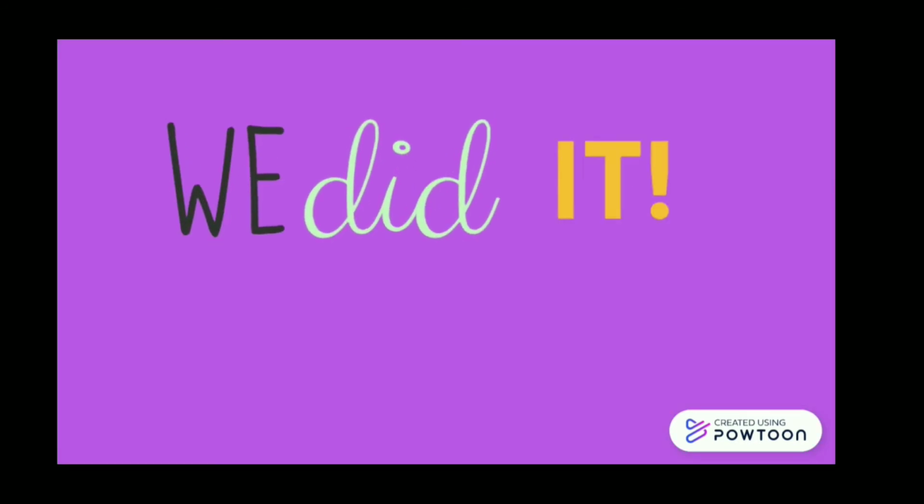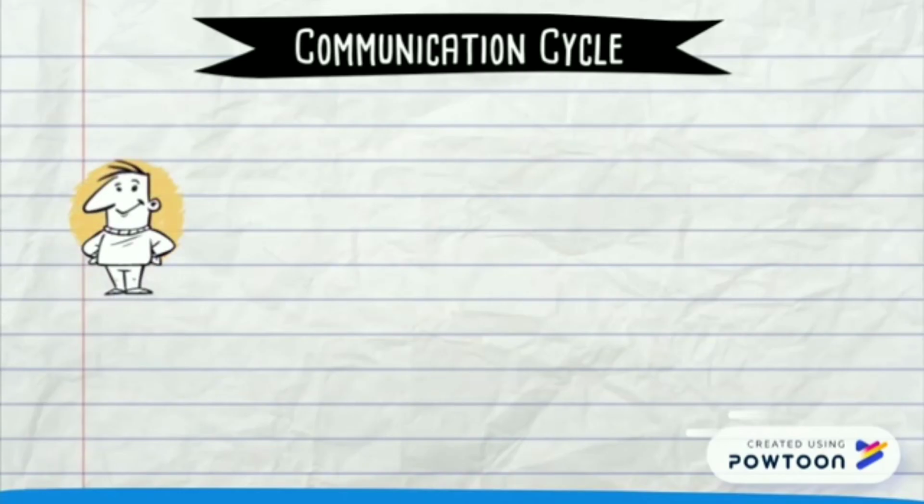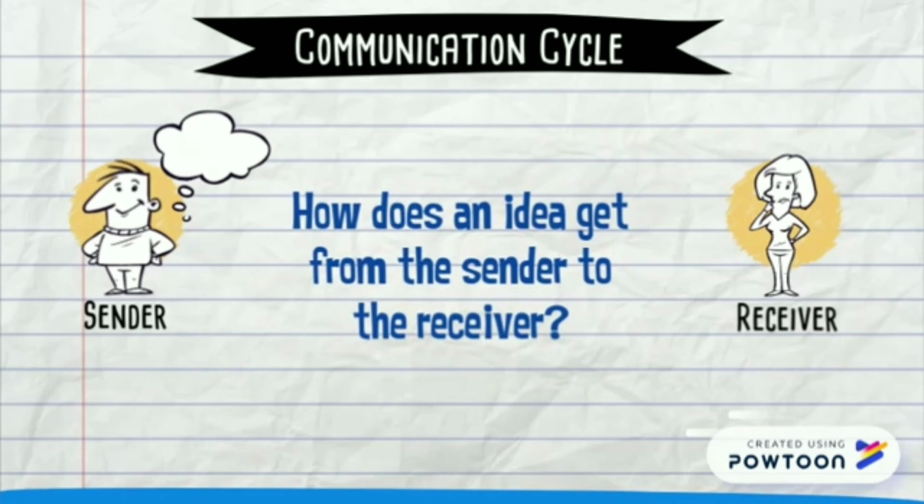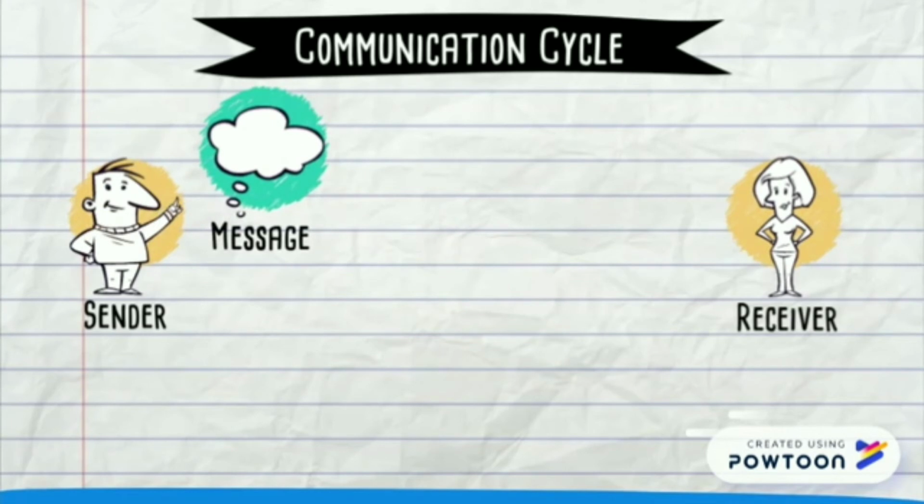Before we end this discussion, let us first have the recap. To begin, we always start with the sender, who has some kind of idea that he is trying to get to a receiver. So that begs the question, how does an idea get from the sender to the receiver? Well, that idea represents the third component in the communication cycle, and that is the message, the idea being communicated. And for our sender here, well, he has a very specific idea in mind. He is in love, and he can't wait to communicate it.